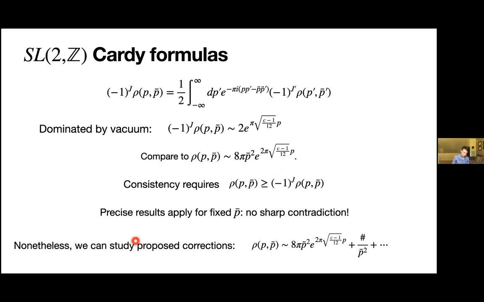But we can do something suggestive by just looking at what the corrections look like in the fixed p-bar, p goes to infinity limit, and ask what the higher order corrections look like, and are those higher order corrections the sort of thing that would resolve this tension? The short answer is that yes, they are. In particular, this proposal of the shift of the spectrum gives you corrections to the density of states that go like 1 over p-bar squared with some factor that's independent of p.